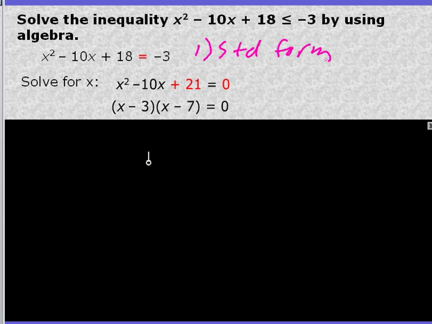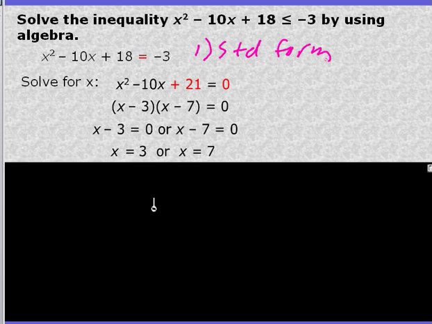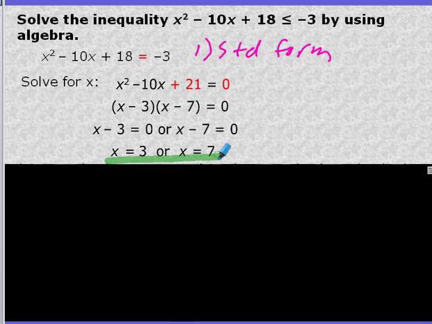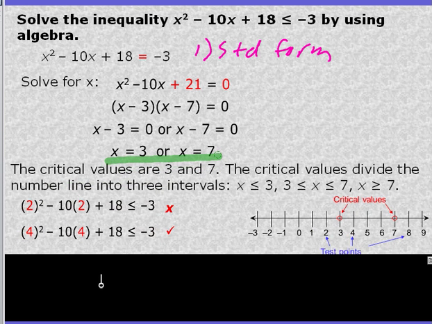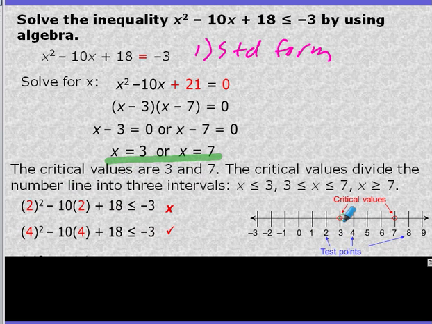So this factors into x minus 3 times x minus 7. The solutions then are going to be x equals 3 or 7. So we're going to put them on a number line, mark those 2 points. So here are our critical values, and these actually are going to be solid eventually because we have an equal sign. But we need to figure out whether we want to shade here or here. So how do we do it?